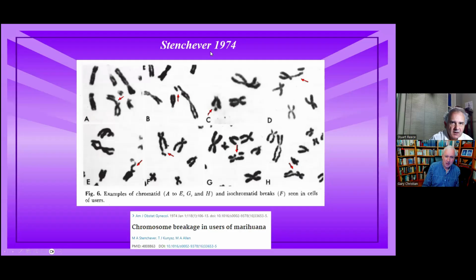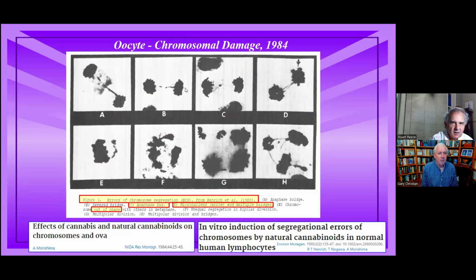This is Stancheva 1974, and each of these photomicrographs has a picture of a broken chromosome, as you can see. Lots and lots of broken chromosomes. So that's literally shattering chromosomes, breaking them. This is DNA breaks, and that's done by cannabis exposure. And this is oocytes, which are egg cells, and lymphocytes.